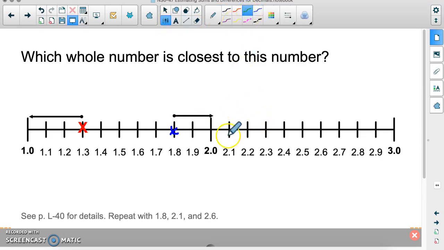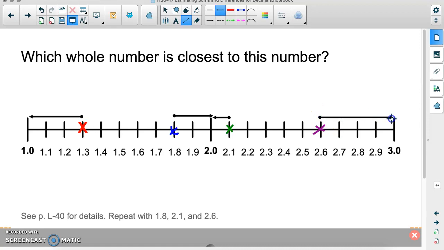Let's now look at 2.1. So which whole number is closest to 2.1? Am I going to round down to 2 or round up to 3? Well, 2.1 is closest to 2.0, so I would round down. Let's look at this last one. We have the number 2.6. So which whole number is 2.6 closest to? Is it 2.0 or 3.0? Well, it's only 4 jumps away from 3.0, so 2.6 we would round up.